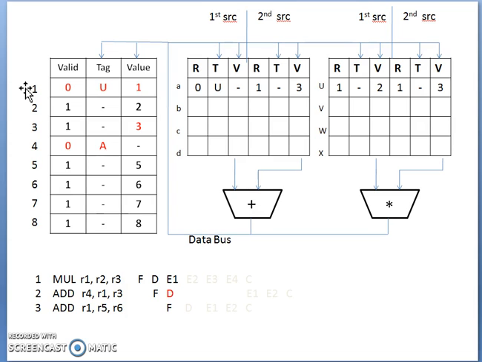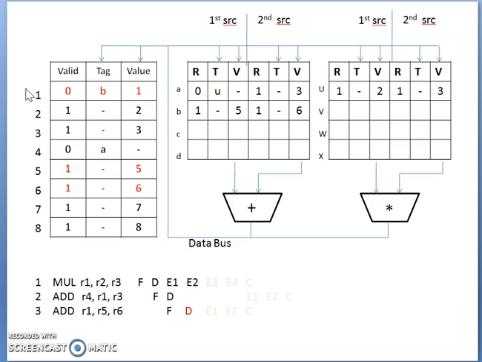In the next clock cycle, the second add instruction, that is add R1, R5, R6, is in the decode stage. Now the sources R5 and R6, which are present in the RAT table and are valid, are loaded in the adder execution table. Since the values are valid, the ready bit is set to 1 and it can proceed with the execution.